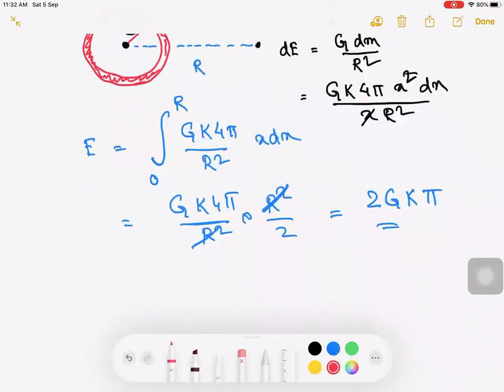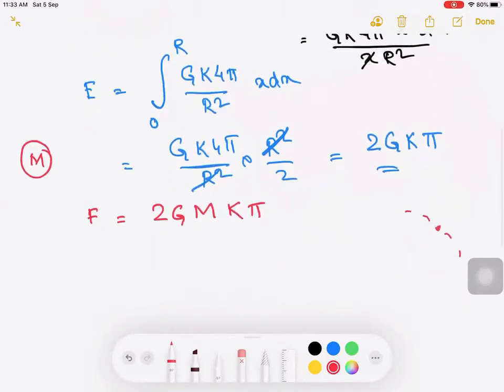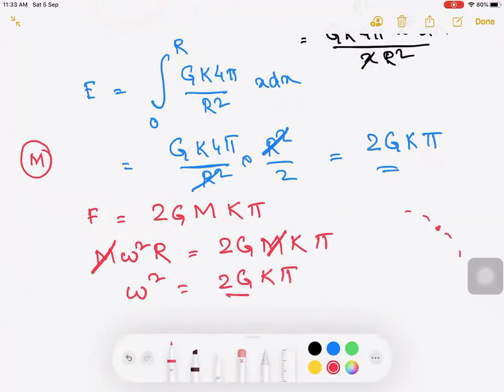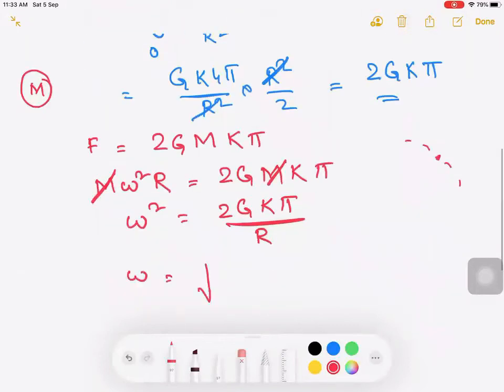Once you have got the gravitational field, you just need to find out what is the gravitational force the planet is experiencing. For that, you need to know the mass of the planet. Let's call that capital M, and I get the gravitational force as equal to 2 G M k pi. Now, the planet is rotating in a circular path, so the centripetal force must be equal to this gravitational force. What would that be? So I can write capital M omega square capital R, R is the radius, is equal to twice G capital M k into pi. The M cancels out and I get omega square is equal to twice G k pi divided by R, or omega is equal to the square root of this term.